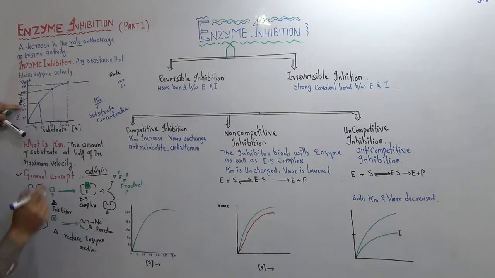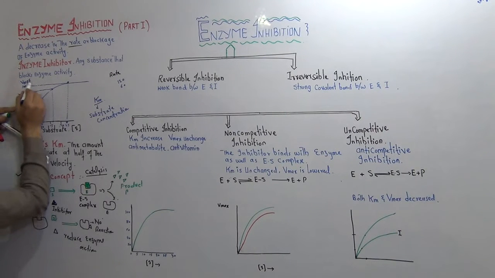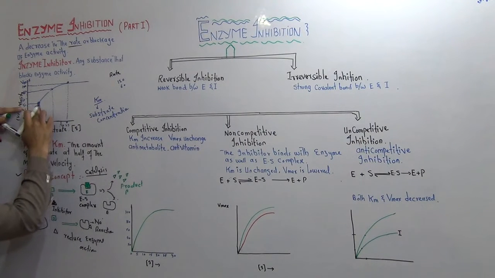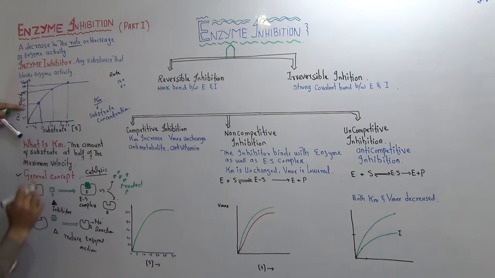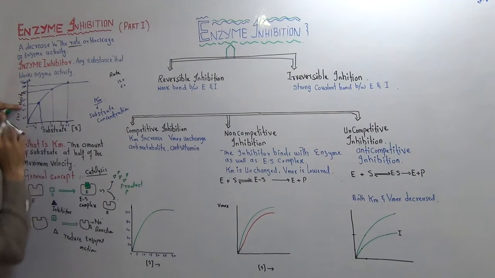So any concentration of the substrate at which the speed is half of the maximum. Let's suppose this is my very special point of the graph. We have many points, but this point is very special for me, because this point tells me that at this point the speed of the enzyme is half of the maximum. Here we have maximum speed, but here we have half of the maximum speed. This is a very special speed.